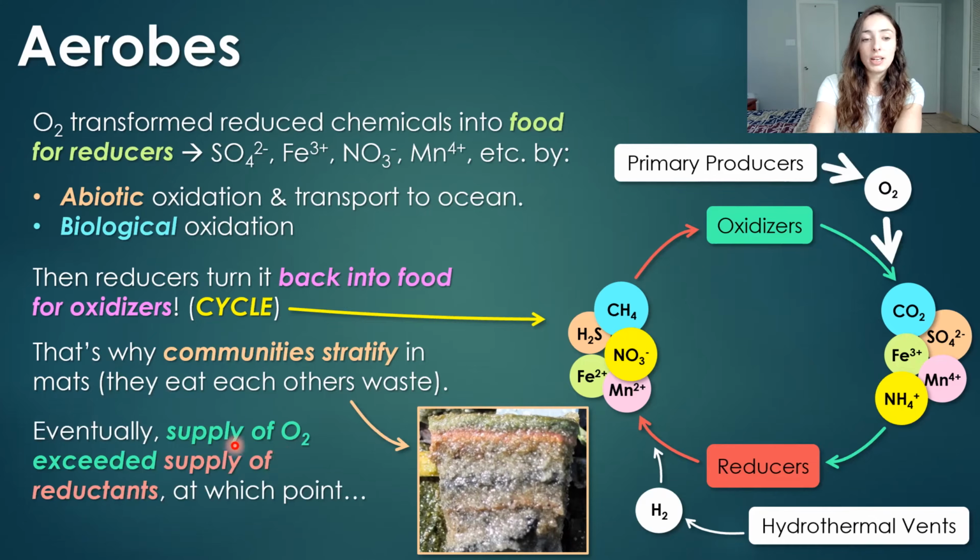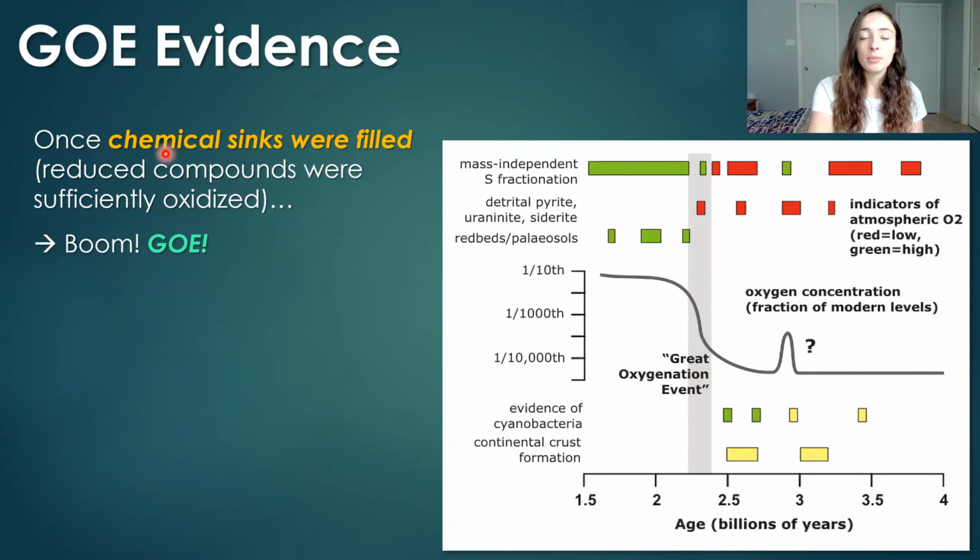Eventually, however, supply of oxygen exceeded the supply of reductants. And we can see, I just increased the arrow size over here so you could see that oxygen just overwhelmed this cycle at some point. And at that point, all the chemical sinks or reduced compounds that were being oxidized by the oxygen that was increasing on Earth at the time were sufficiently oxidized. And obviously, like I said, the supply of oxygen overwhelmed that, and then boom, you had the GOE because of that.